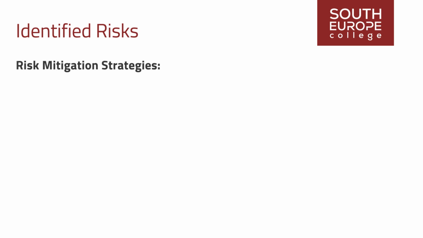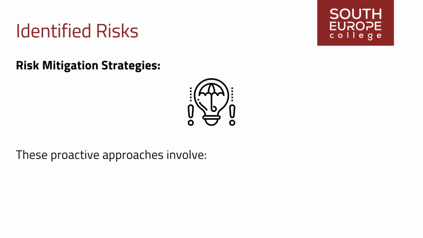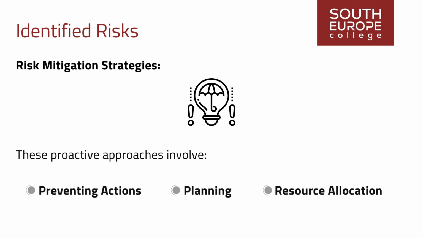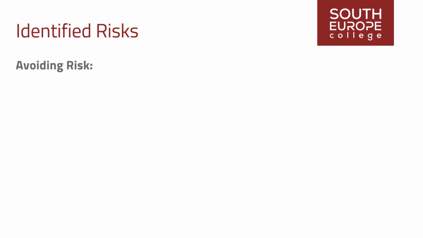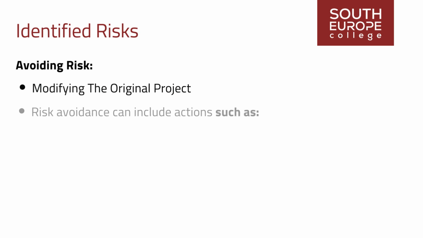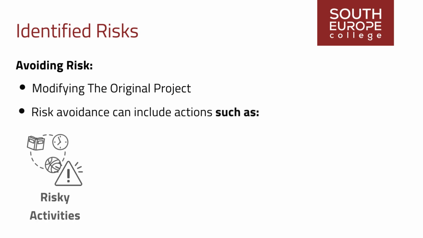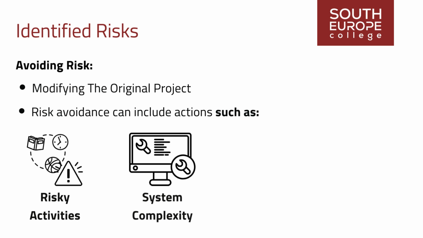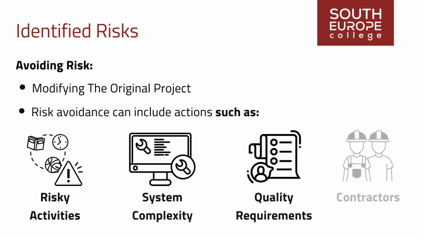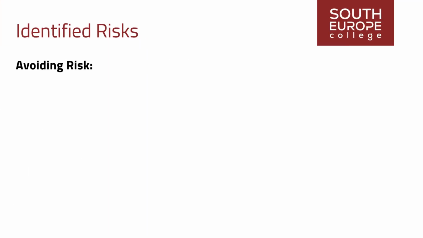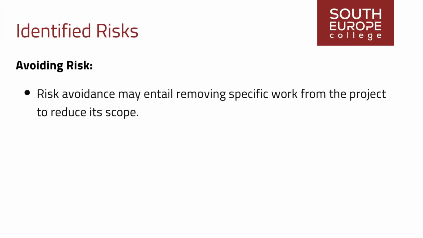Risk mitigation strategies are designed to minimize the impact and likelihood of potential risks. These proactive approaches involve preventing actions, planning, and resource allocation to safeguard projects against uncertainties. Risk avoidance involves modifying the original project concept to eliminate or minimize potential risks. This can include actions such as removing risky activities, simplifying system complexity, reducing quality requirements, or changing contractors. In some cases, risk avoidance may entail removing specific work from the project to reduce its scope.